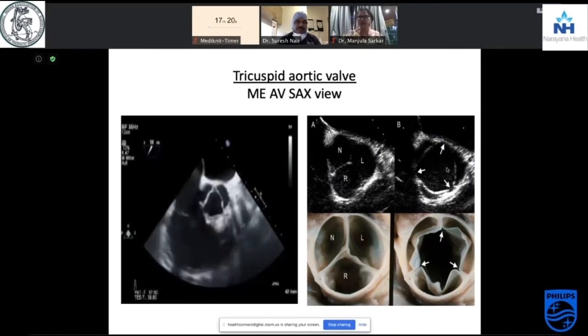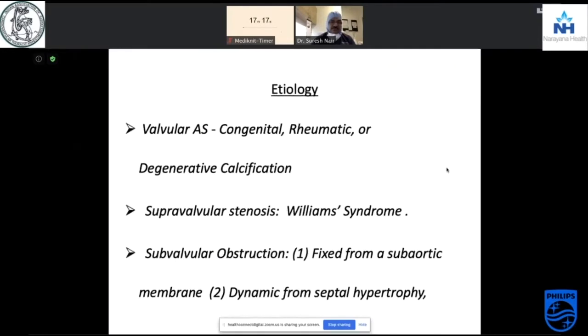Let's look at the etiological factors. Etiologically, the causes can be congenital or acquired. The most common cause for aortic stenosis still is rheumatic aortic stenosis, but in the Western population, senile degenerative calcification is the most common cause. There are certain clinical conditions which may present as aortic stenosis. As an echocardiographer, it is important that you rule out these conditions, which may occur at the supravalvular or subvalvular level. There are also congenital causes, as Dr. Sudhakar already mentioned. The most common congenital cause for AS is bicuspid aortic valve, and let us see how it looks.